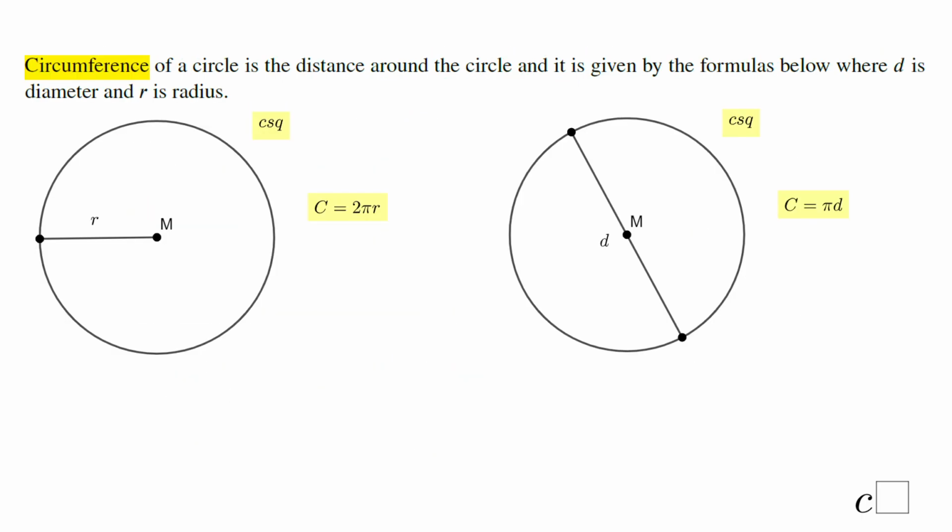In the next part of the lesson, I'm going to talk about circumference. Circumference of a circle is the distance around the circle. You need to go around the circle like this. This is the circumference. We have two formulas we can use. This one, circumference equals 2 pi r when you know the radius. And you have a second formula, circumference equals pi d when you know the diameter. So C stands for circumference.